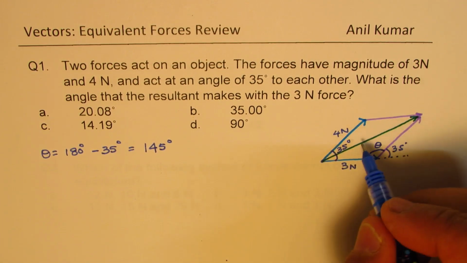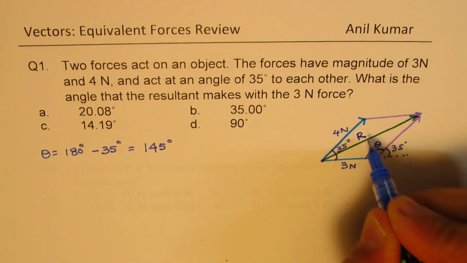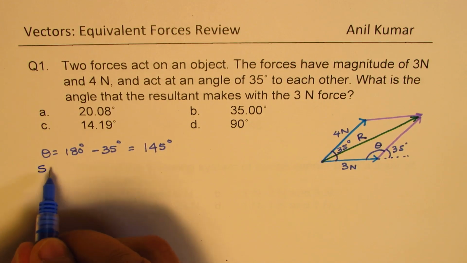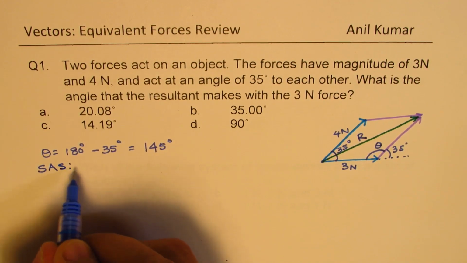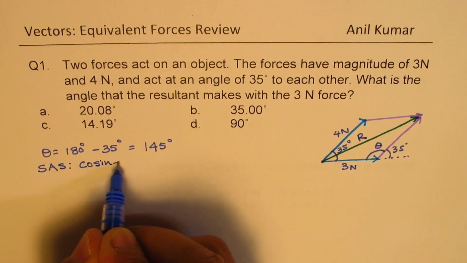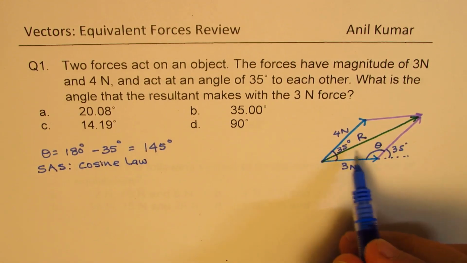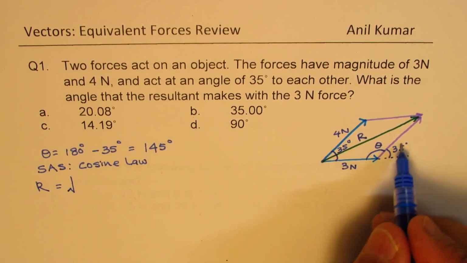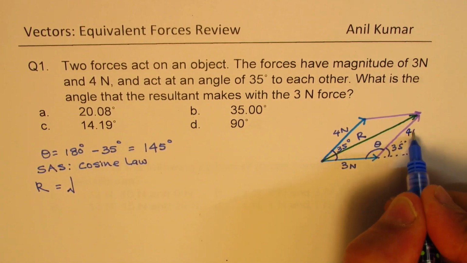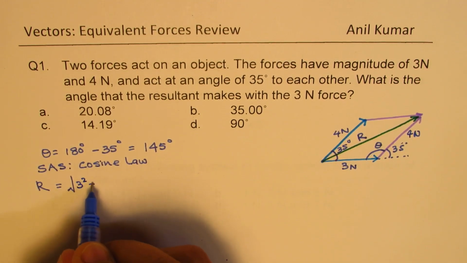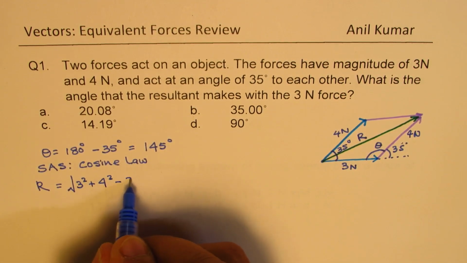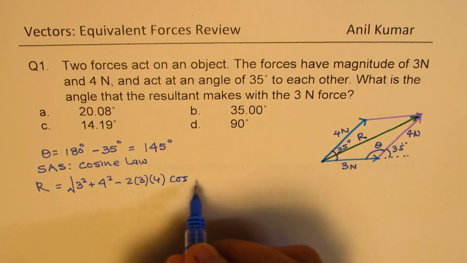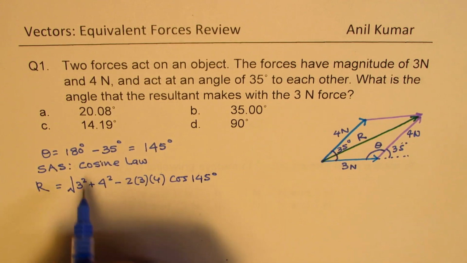Now we know two sides. We need to find the resultant R, the third side, and we know the angle in between. So the situation is SAS. We can apply the cosine law. So we can write R is equal to the square root of the sum of these two squares, 3 squared plus 4 squared, minus 2 times 3 times 4 times cos of the angle in between them, which is 145 degrees. Clear?